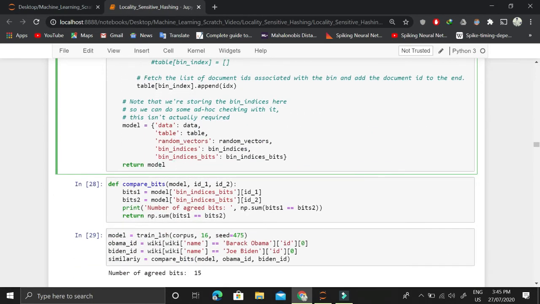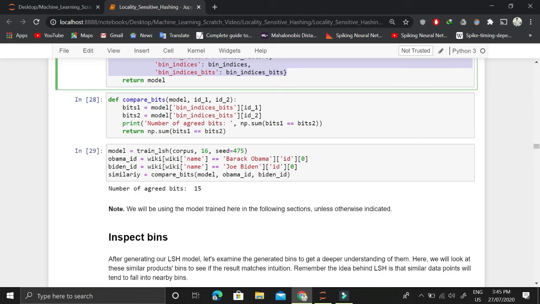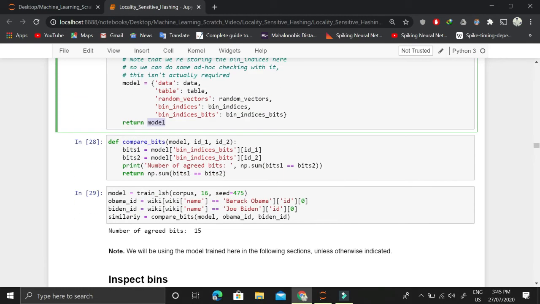Then at the end of this model, we will retrieve the data: table, random vectors, bin indices, and bin indices bits. We don't need all of these, but still we will store them in the form of a dictionary. So this model variable will contain a dictionary with all of this information.